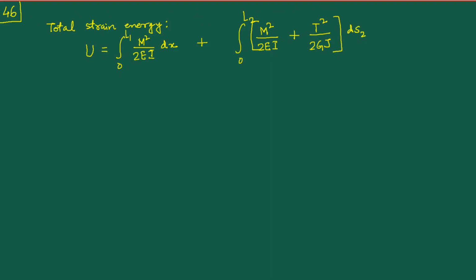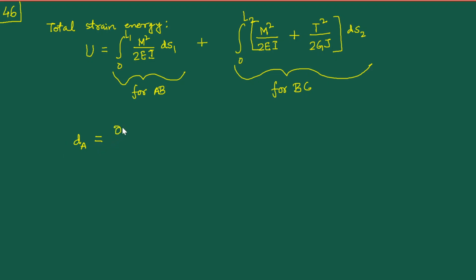I've made a mistake here. This integration is actually with respect to ds1, with respect to the s1 variable. And just to make things very clear, this is for AB, and this is for BC.